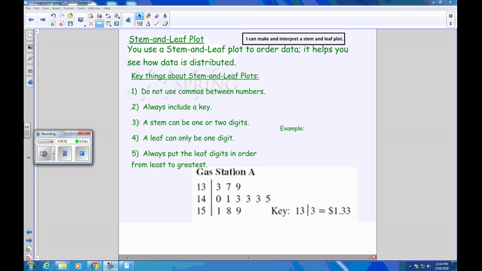This lesson is 13.2, which is on stem and leaf plots. So you use stem and leaf plots to order data. It's another way to display data. Some key things is there's no comma between numbers.